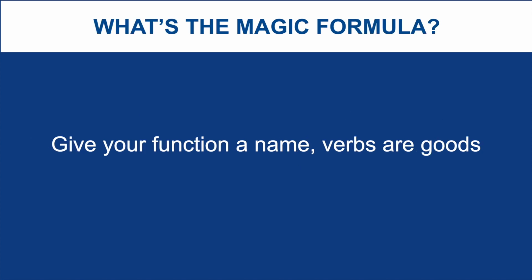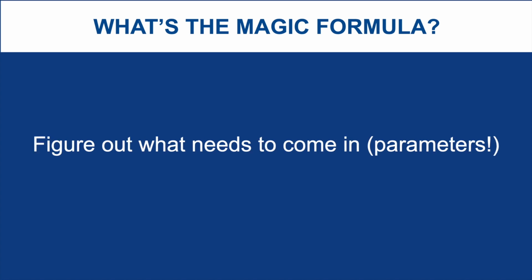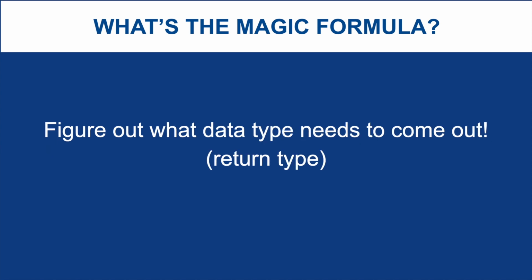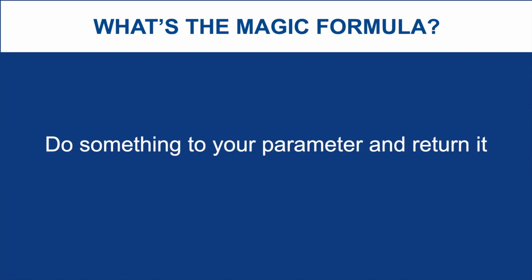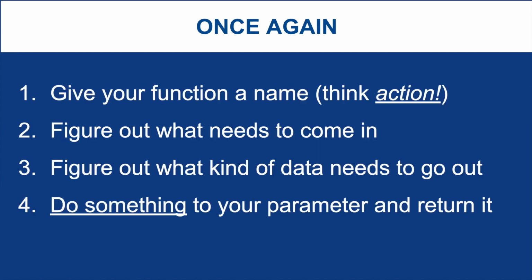But let's go back to the magic formula of creating a function. Give your function a name. Verbs are good. Figure out what needs to come in, parameters. Figure out what data type needs to come out. Remember, a data type would be something like a string, a character, an integer, a date, for example. Do something to your parameter and then return it.